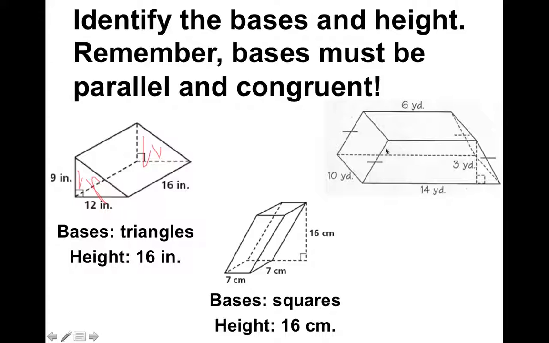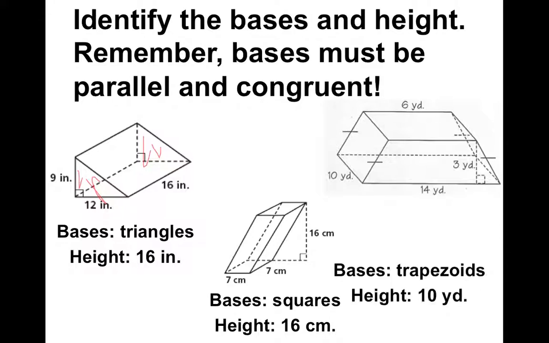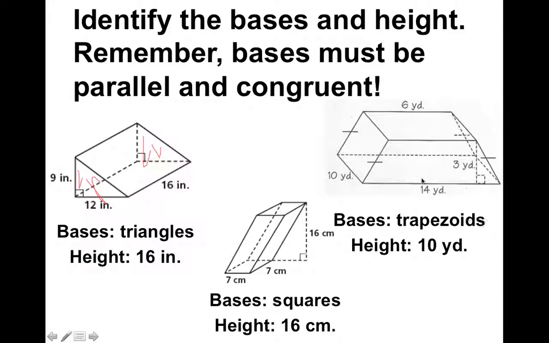Next one, take a look closely. It's a prism, but what kind? Where are the parallel congruent bases? Alright, hopefully you said trapezoid. If you're thinking no, I was thinking rectangle, because you see the rectangle on the bottom and you're thinking that's the base. Well, it's not, because that bottom and the top, they might be parallel, but they're not congruent. The bottom is much bigger than the top, so they're not congruent.